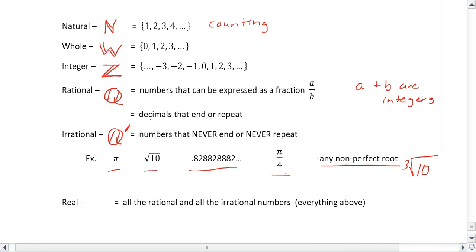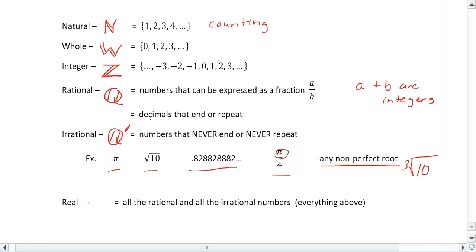And this can sort of fool people because it looks like a fraction, so it sort of looks like it fits the definition of a rational number. However, you can't take the irrational number pi and just divide it by 4 and think it's suddenly going to be rational. It's still an irrational number.